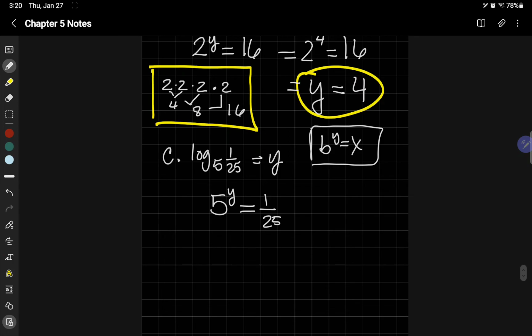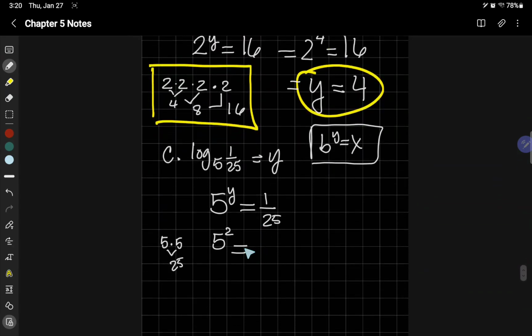So what is gonna be giving me 25 and 5? Let's see if we can do it this way. 5 times 5 is going to be 25, right? So it went in twice, so it's going to be negative because it's this fraction here. So it's going to be 5 to the power of 2. 1 over 25, but that's going to be a negative. So y is going to equal negative 2. That's our answer.